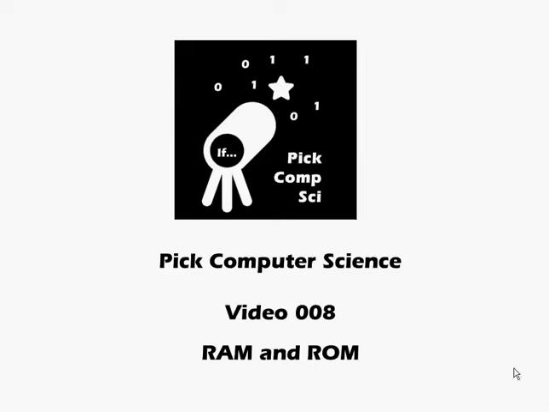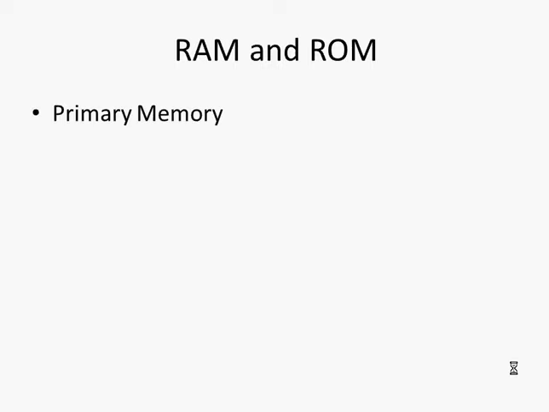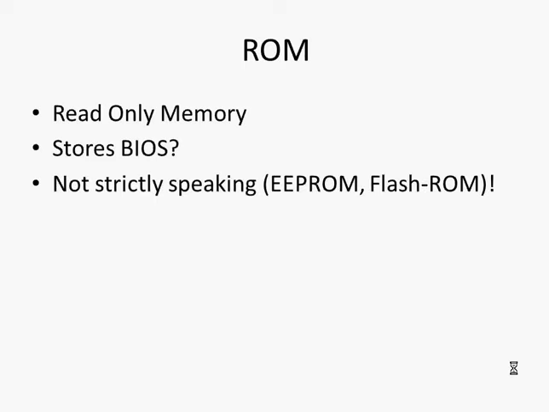Pick Computer Science, video number 8, looking at RAM and ROM. RAM and ROM are types of primary memory.